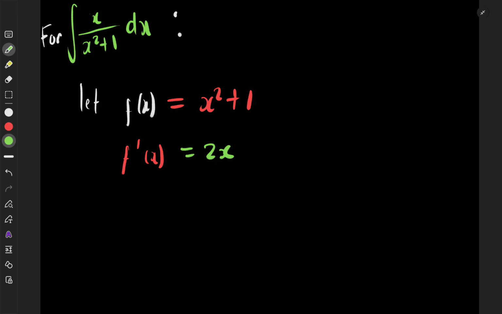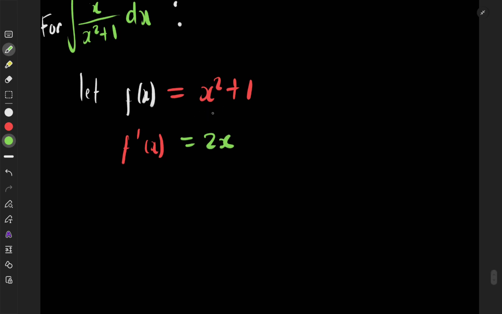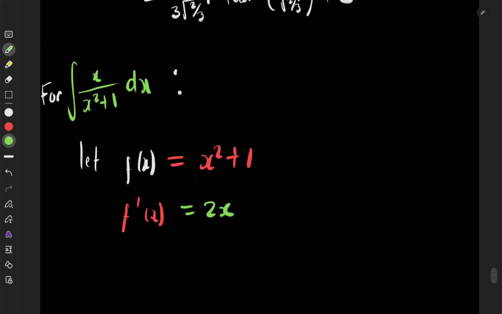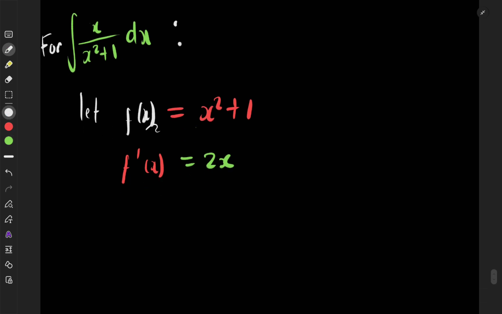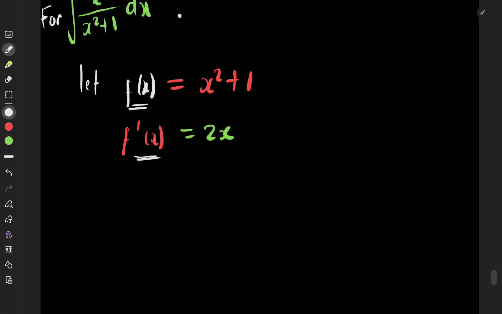This is going to be 2x. Because the derivative of x squared, you drop down the power, it's 2, you multiply by 1, it becomes 2x, and the derivative of 1 is 0. So now what am I going to do? I need to make the top be 2x, because then I can substitute with these two. That's all I need to do.